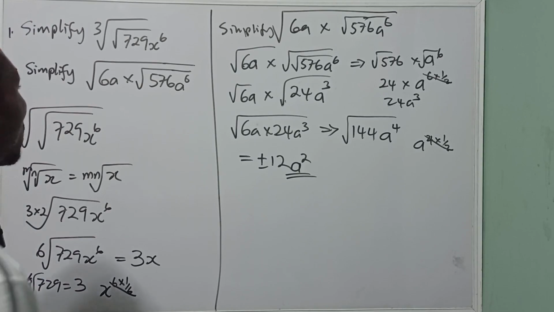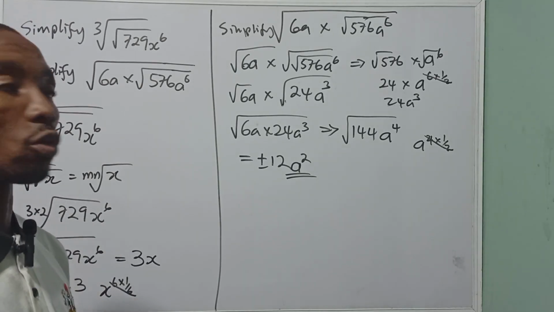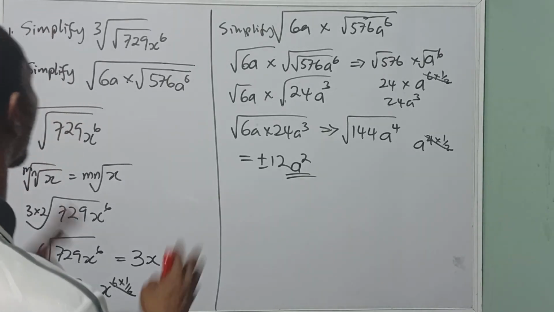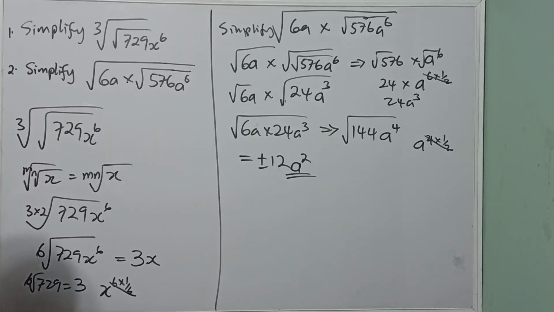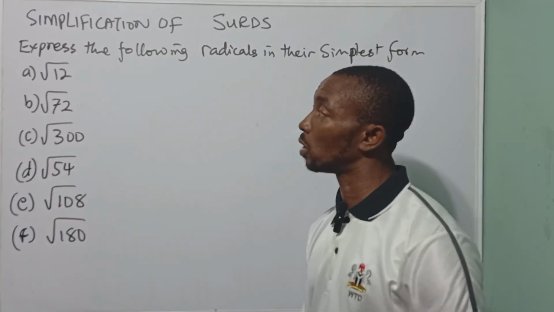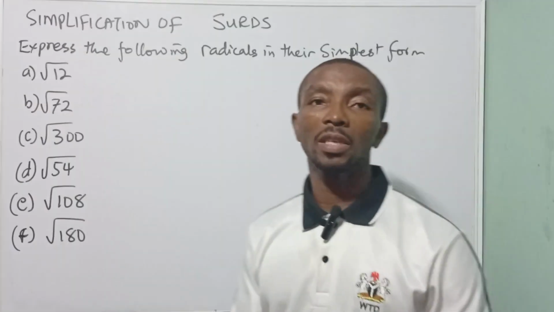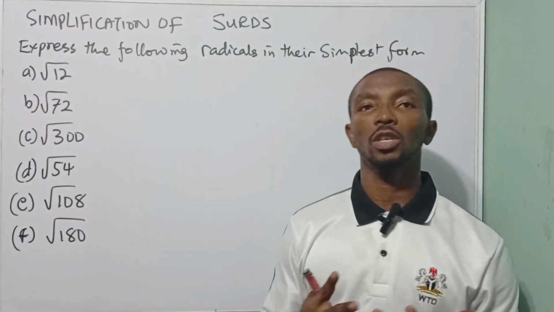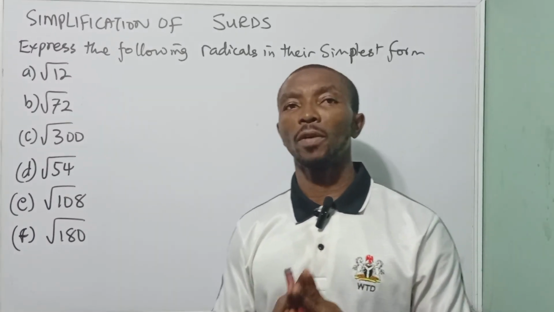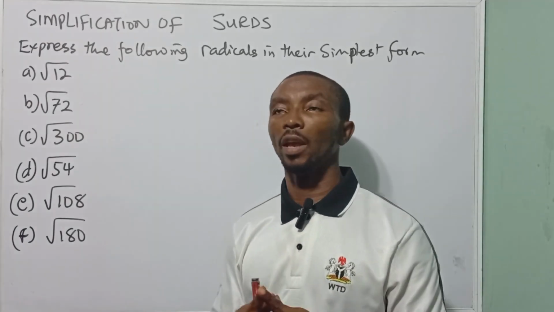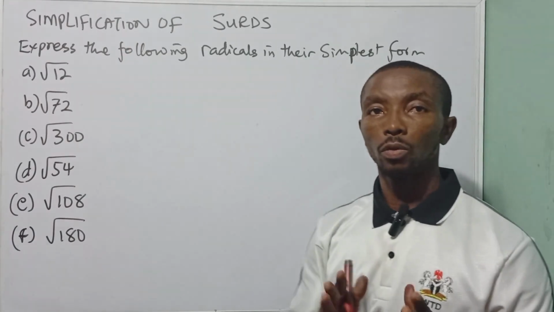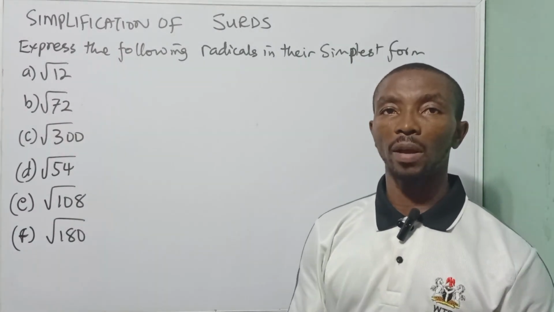Alright, what we are going to look at next will be simplification of surds, how to simplify surds. Now, the basic thing to understand in simplification of surds, or what to look out for when simplifying any form of surd, is to check your radicals: do they have any perfect square?